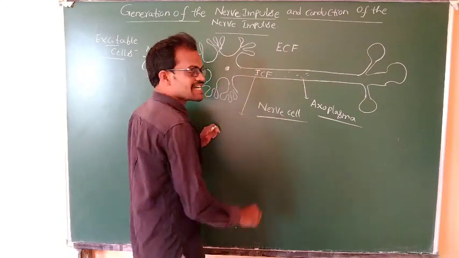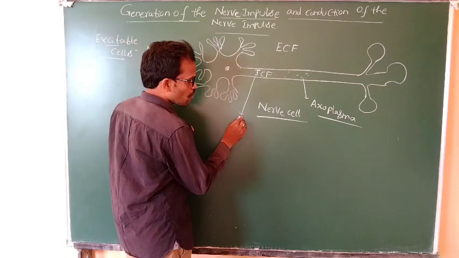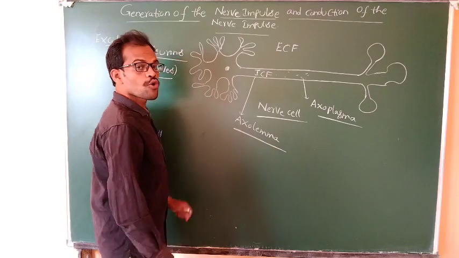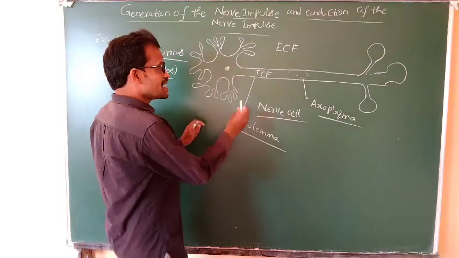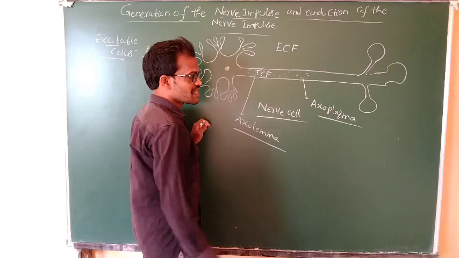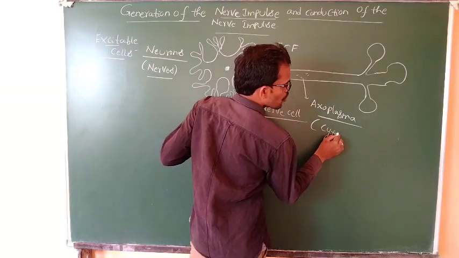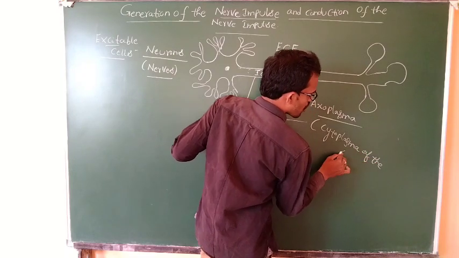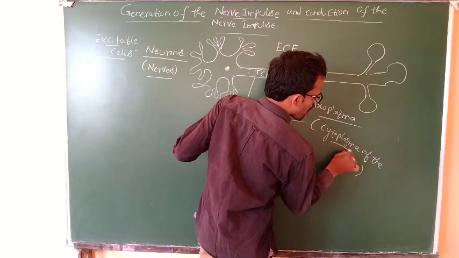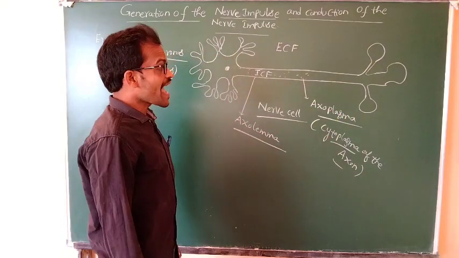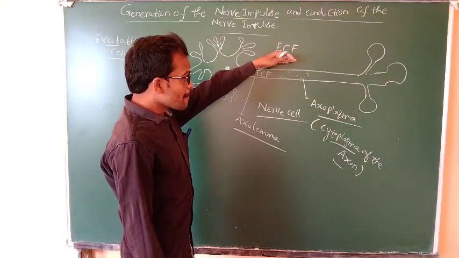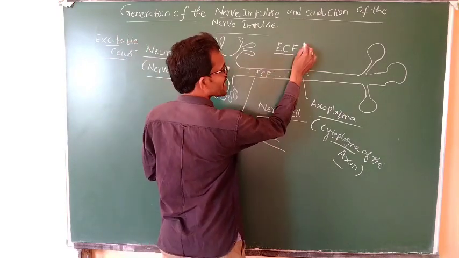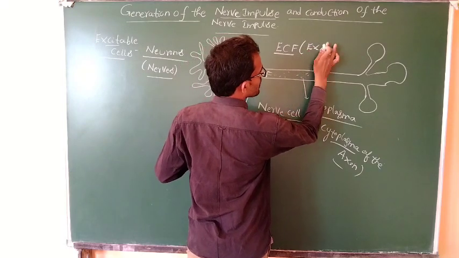This membrane is known as the exolemma. Inside the cytoplasm of the axon, it is known as the exoplasm. Outside the membrane, outside the exolemma, it is known as the extracellular fluid.